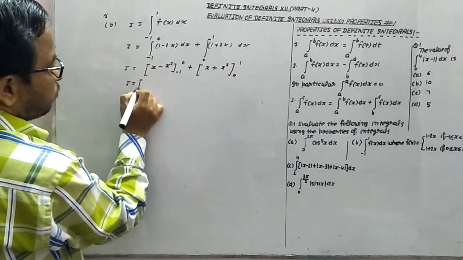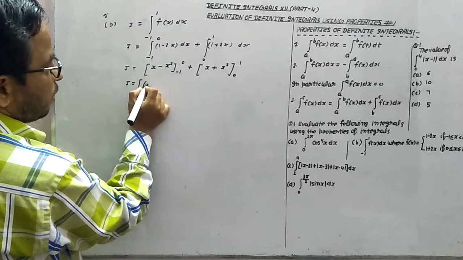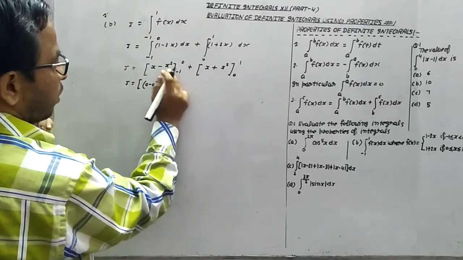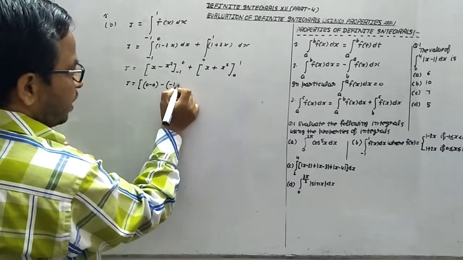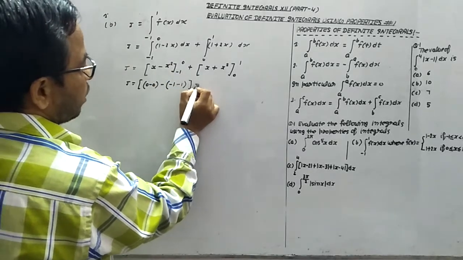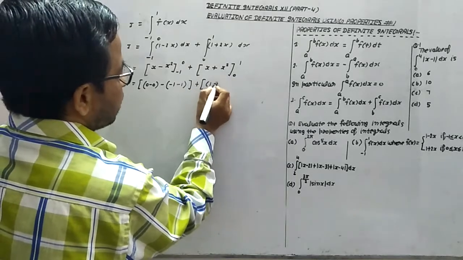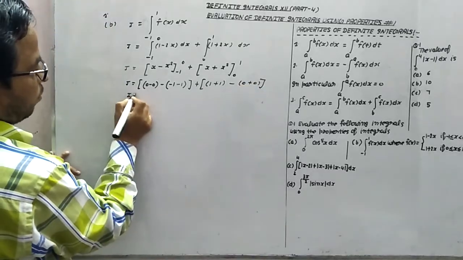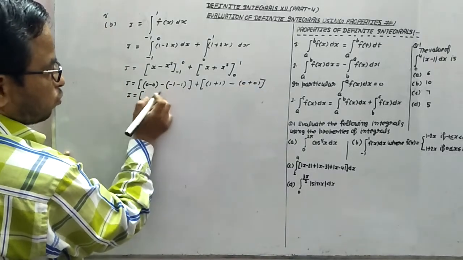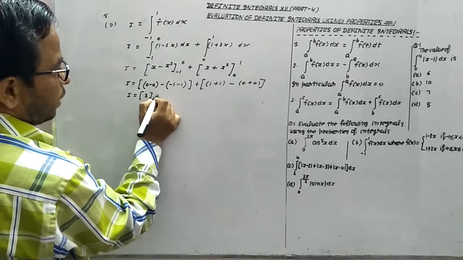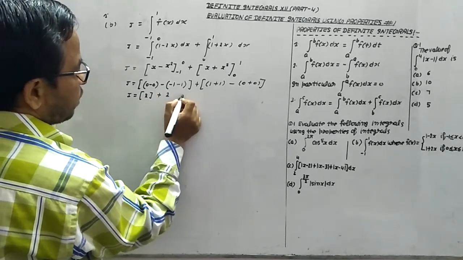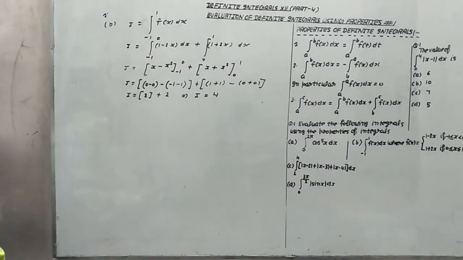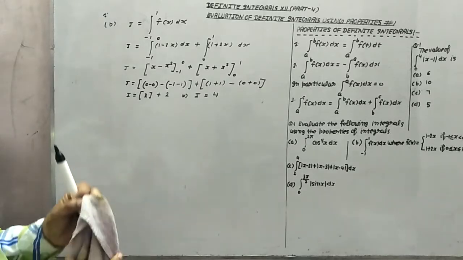Now first of all, in this part we put the upper limit 0 minus the lower limit minus 1, and minus 1 whole squared means 1 only. It means this is minus 1. Now plus upper limit 1 plus 1 minus lower limit 0 plus 0. Now what does this become? I is equal to, this is minus 2, minus minus plus 2, and this is 2. It means I is equal to 4 only. Therefore, the result is 4. So in this way, we have to solve the questions.